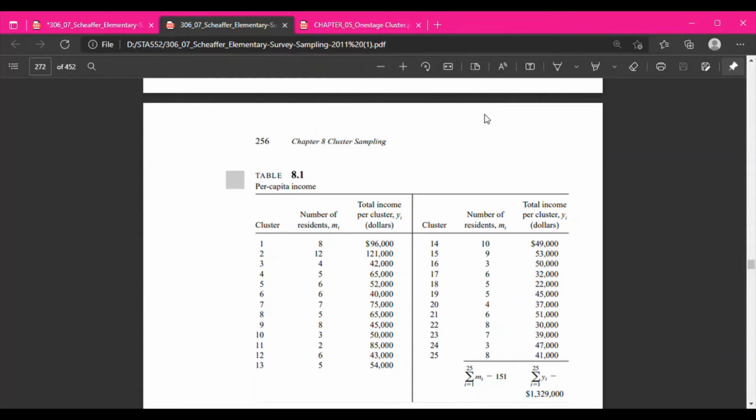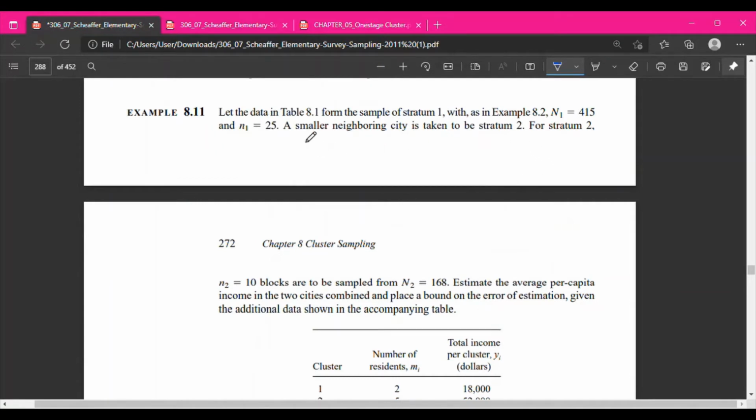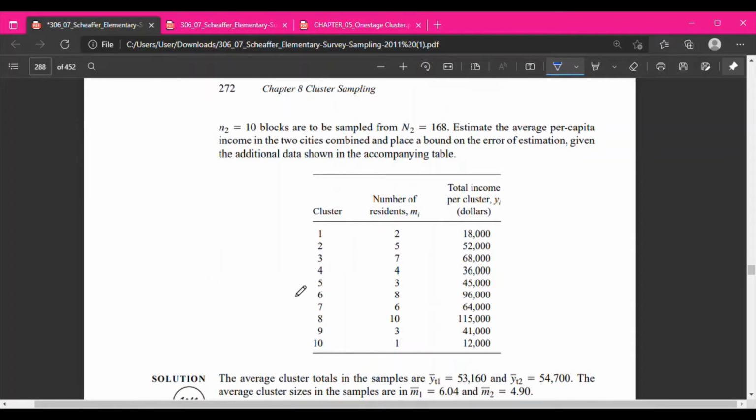This is for the first stratum. It says a smaller neighboring city is taken to be stratum 2. There is another neighboring city which will be stratum 2. The overall number of clusters is 168 and the selected clusters are 10. So now we have two strata, which are the two large cities, and within these large cities we have several groups called clusters. The first stratum has 415 clusters, the second stratum has 168 clusters.